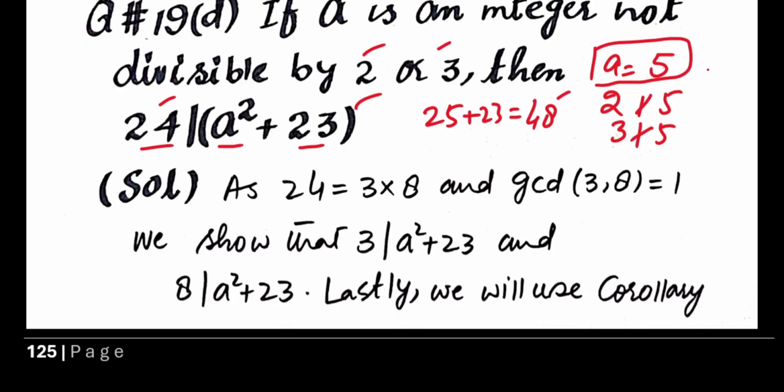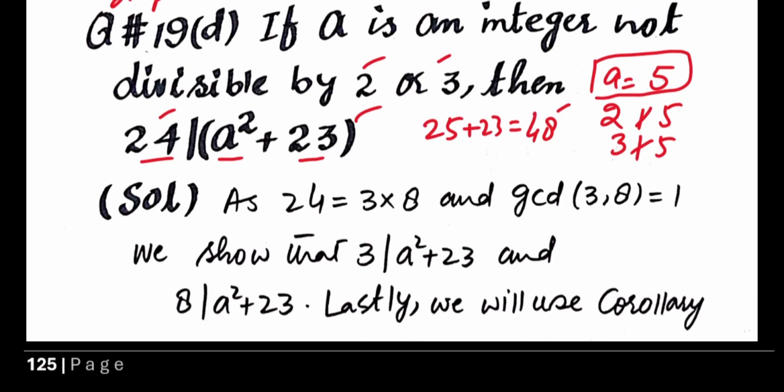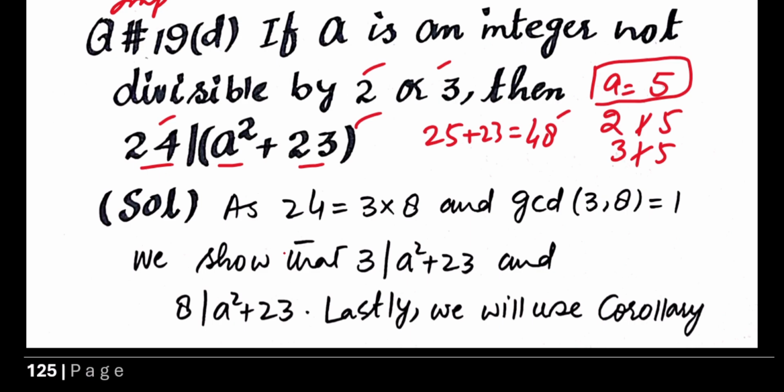I will share the solution of this problem using two methods. Firstly, I will use corollary 2 of theorem 2.4. I will split 24 as a product of two numbers, 3 and 8, where 3 and 8 are relatively prime because their GCD is 1.